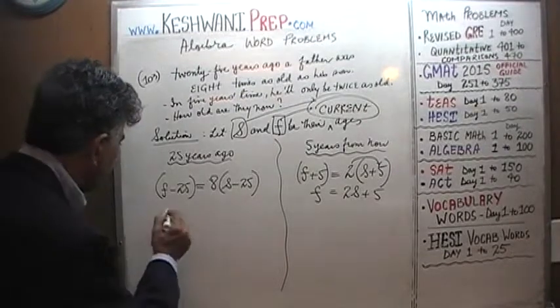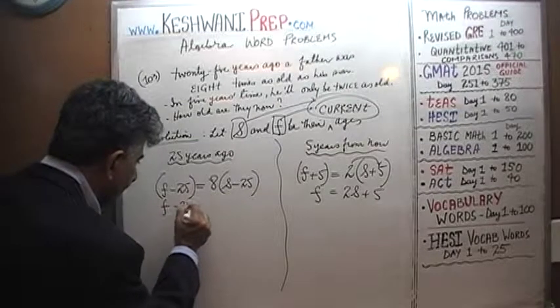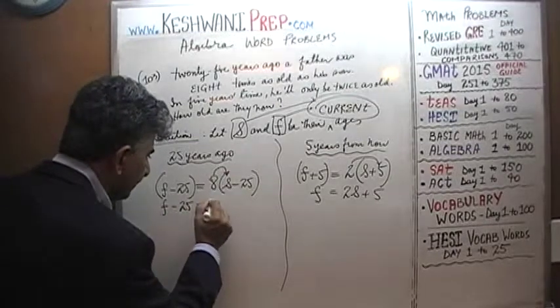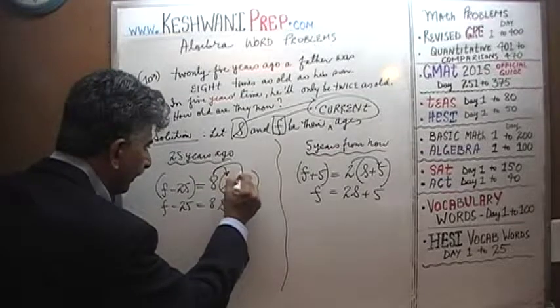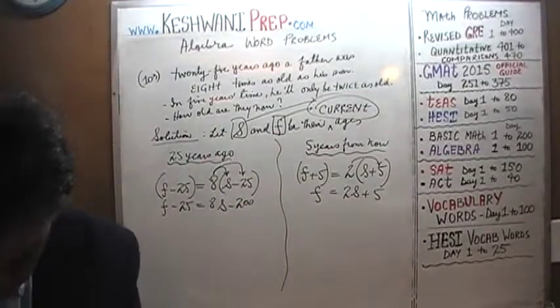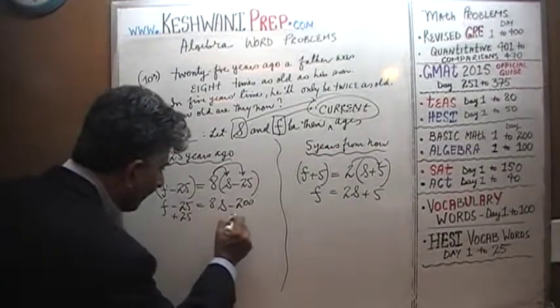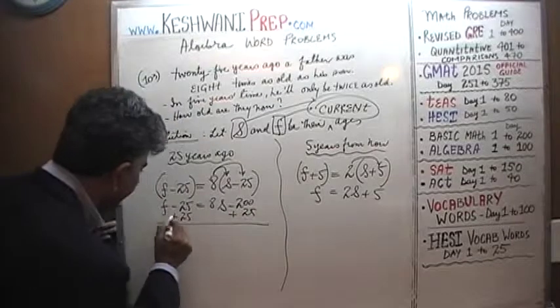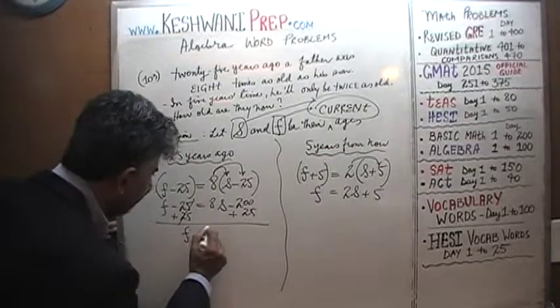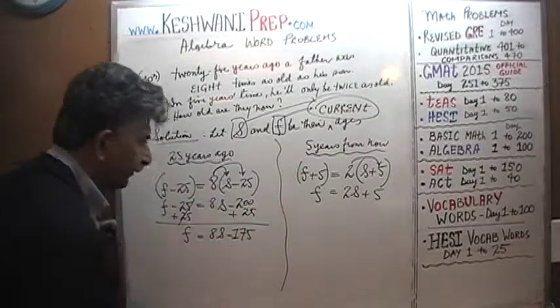And here we're going to do it out here. f minus 25 equals 8 times s, which is 8s, and 8 times 25, which is going to be 200. And then let's bring the 25 to that side by adding 25 to both sides. And it's going to go away. f equals 8s minus 175.